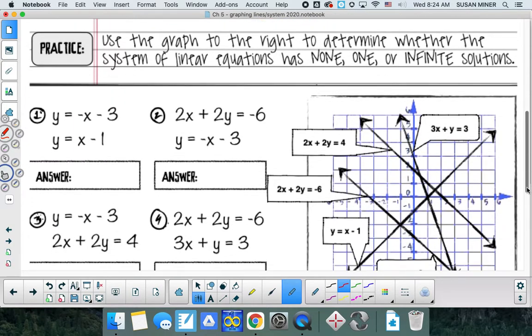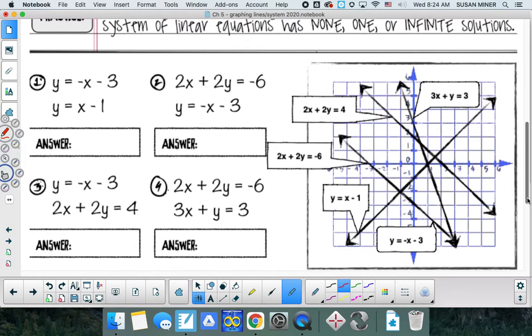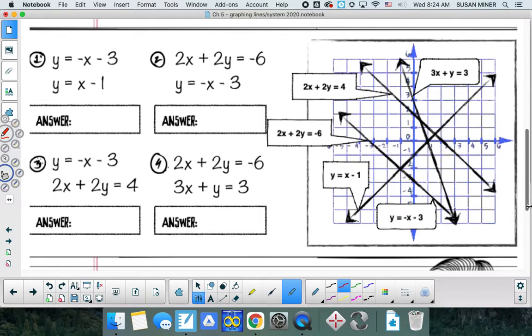Okay, we're going to use this graph right here to illustrate one, none, or infinite solutions. We're going to look at a couple of systems of equations. I'm going to highlight some lines for you, and you're going to decide if those have one, none, or infinite solutions. Okay, so number one: the line y equals negative x minus 3 is this line right here, and the line y equals x minus 1 is this line right here on my graph. Taking a look at those two, how many places do those two lines have in common? Where are they equal to each other?